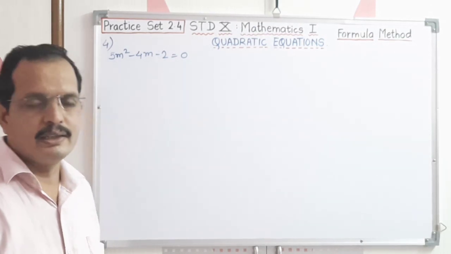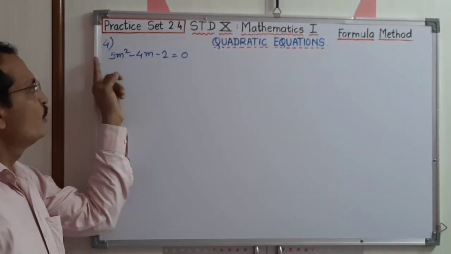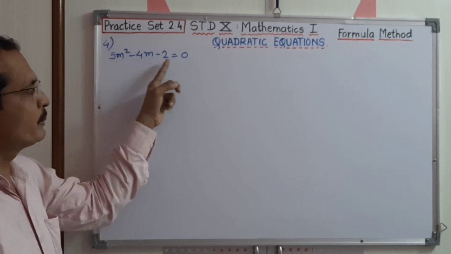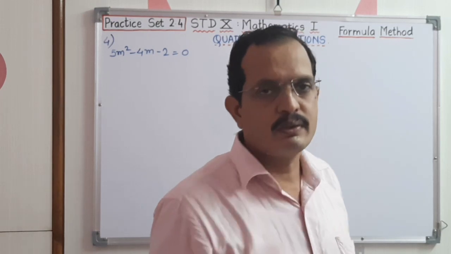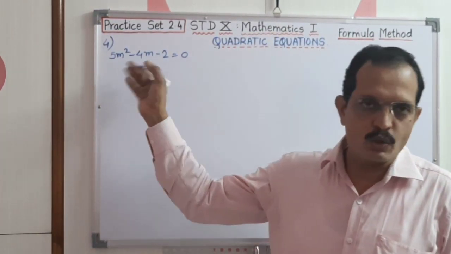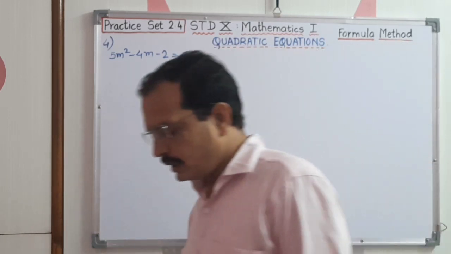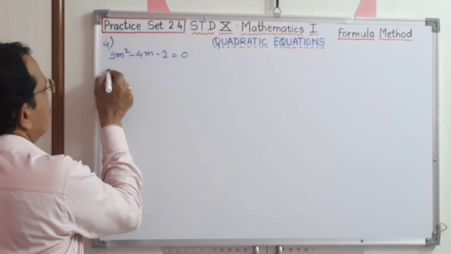Yes students, let's start with the next sum, that is the fourth one. 5m square minus 4m minus 2 equal to 0. As all of you know now, first of all we have to write it in standard form. It is already in standard form. Then the next step is we have to compare this.